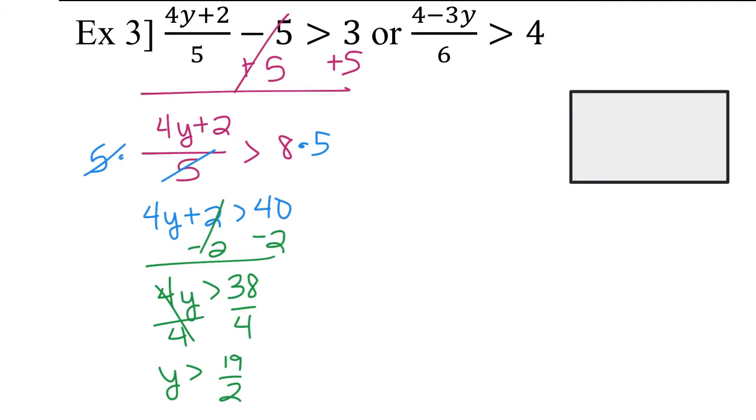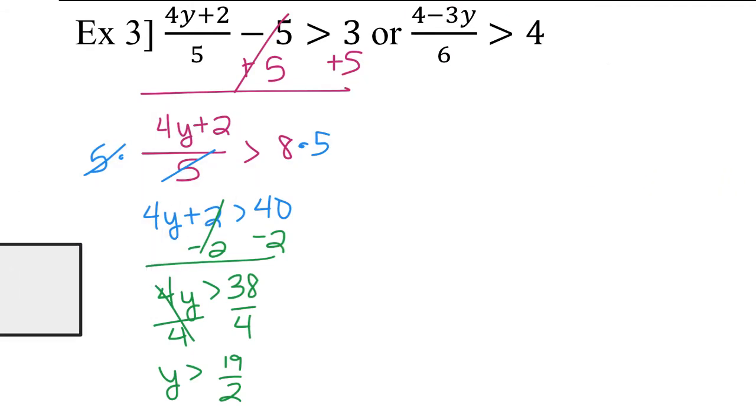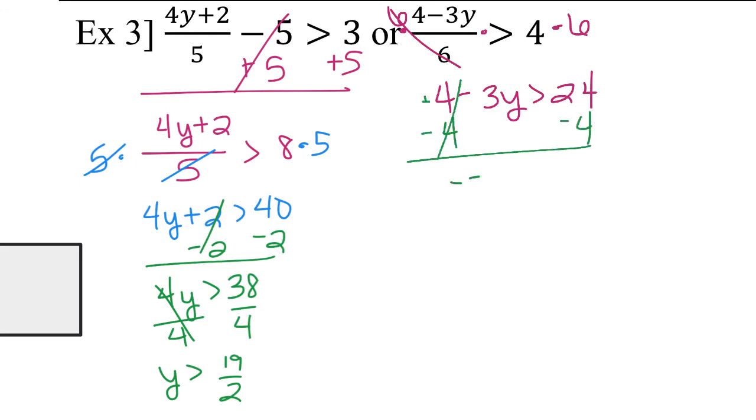So now we're going to actually go back to this other one that we covered and solve this one. So I don't have addition or subtraction, so I need to get rid of that division by 6. So we're going to multiply by 6 on both sides to get rid of it. So we have 4 minus 3y greater than 24. We're going to have to get rid of the addition by 4 by subtracting 4. Negative 3y greater than 20.